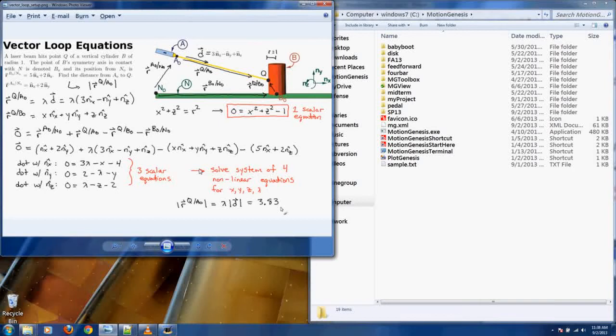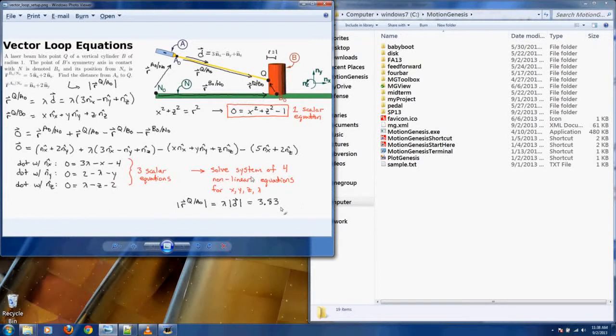In the previous video, we talked about how to write a vector equation that describes this position loop, and then how to get scalar equations out of that vector equation. And of course, we had to tack on this extra scalar equation that came from the geometry of the cylinder. So we have these four equations, and we have four unknowns, which are lambda, x, y, and z.